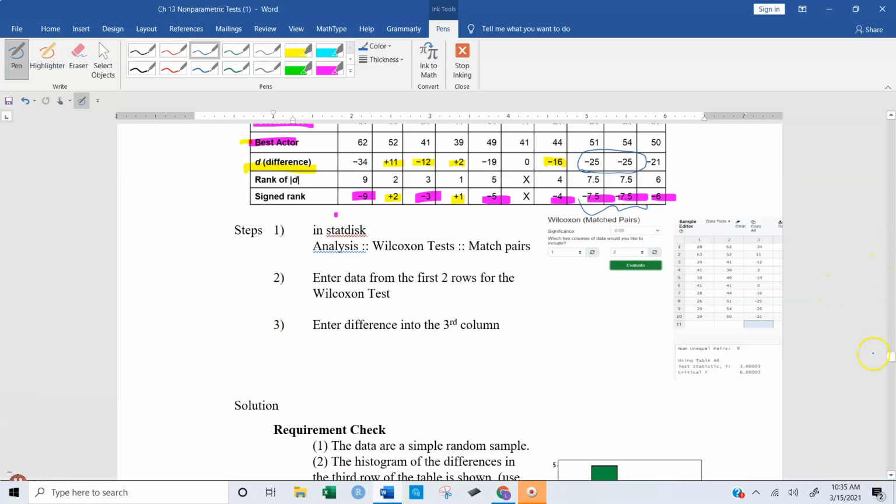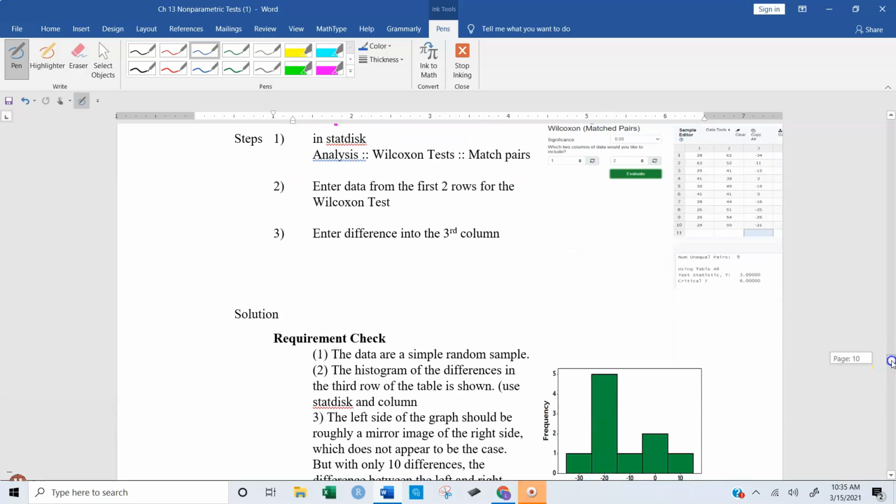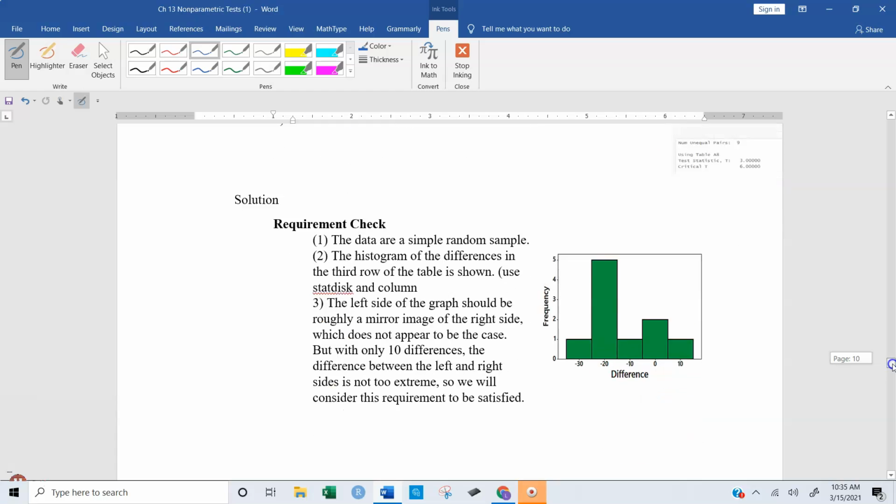So now let's get back to here. So you've done stat dist, you've entered in your numbers, you've calculated your differences. We've checked our requirements, and if we look, we know by the design it was a random sample, so that one checks. And when we look at our differences, we have a mirror image on the right or the left, so both work and we get to count. And just in case you're confused, you're looking right here.